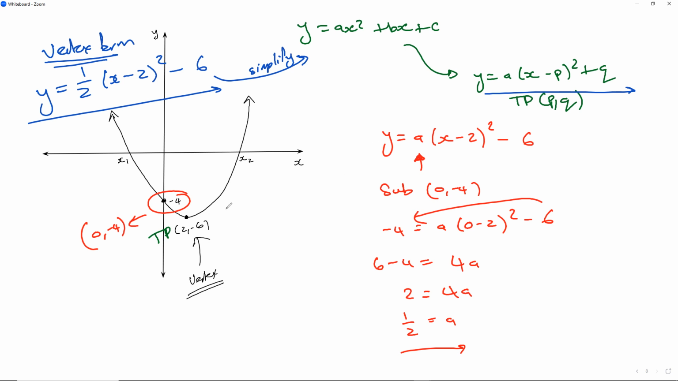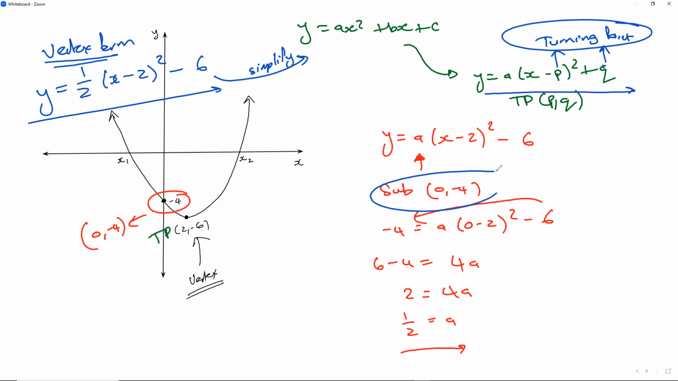So remember, for this one here, we just have to get the turning point. So we substitute there, turning point. 2 substitutions. Turning point is the first substitution, and the second substitution is another point. Okay, so we substitute turning point, and then we substitute another point, and we're done for this one. So why don't you try one of these now?